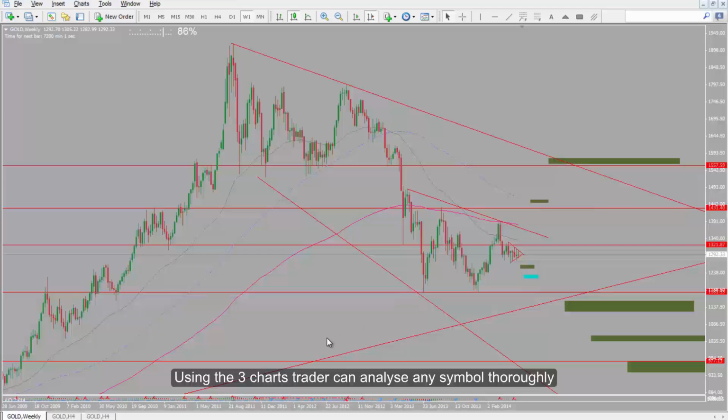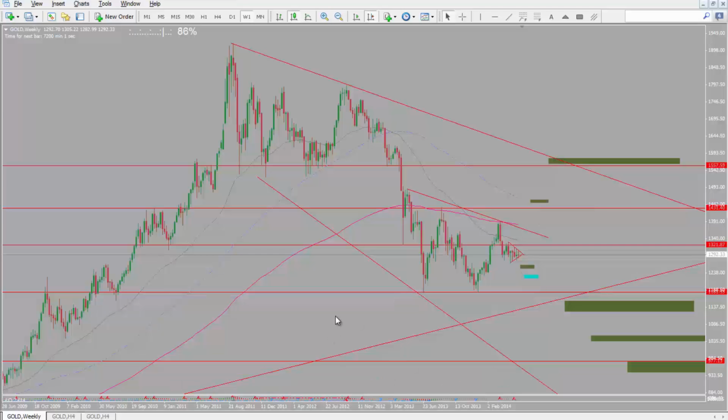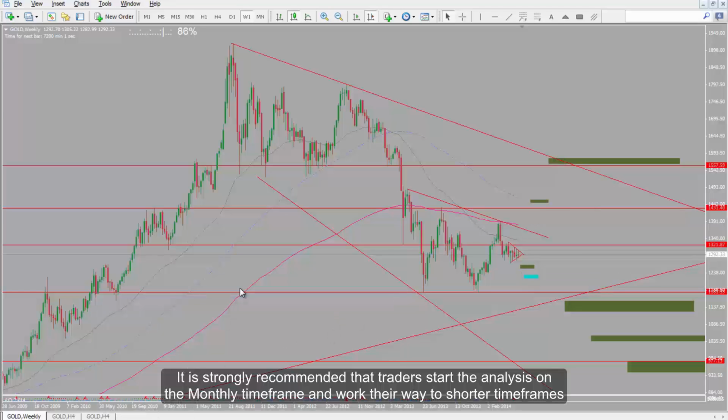Using the 3 charts, a trader can analyze any symbol thoroughly. It is strongly recommended that traders start the analysis with the monthly time frame and work their way to shorter time frames.